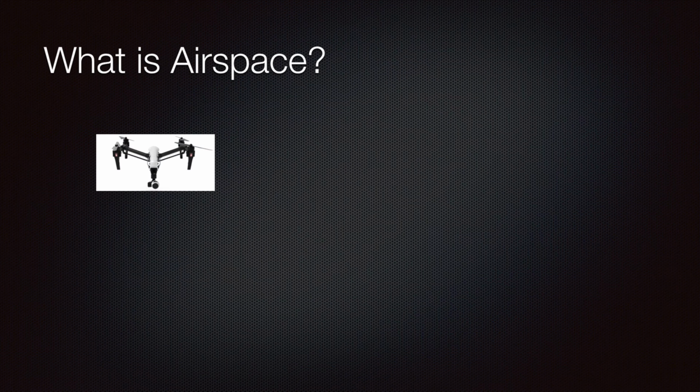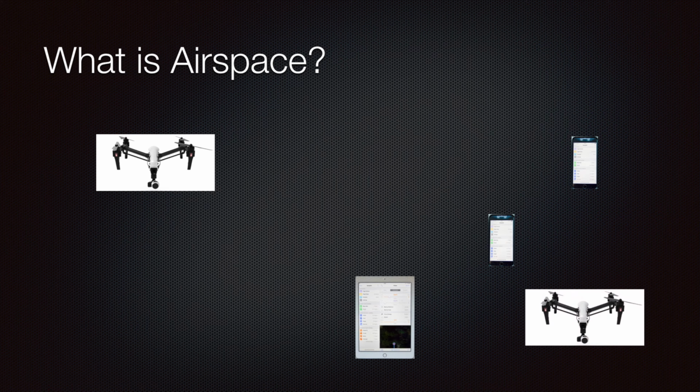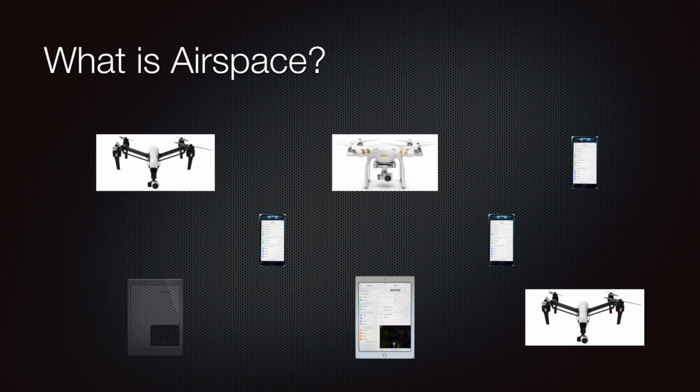Airspace is a powerful networking feature that allows multiple devices, tablets, phones, external GPS devices, or even your quadcopters to share telemetry information in real time, including both location and altitude information.